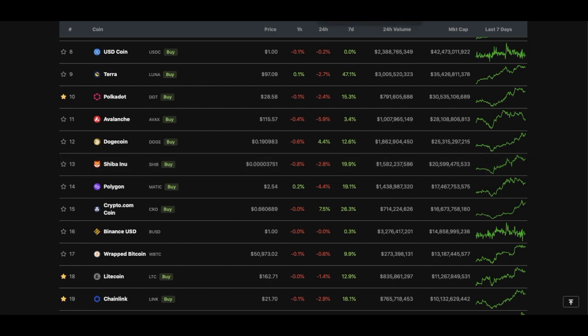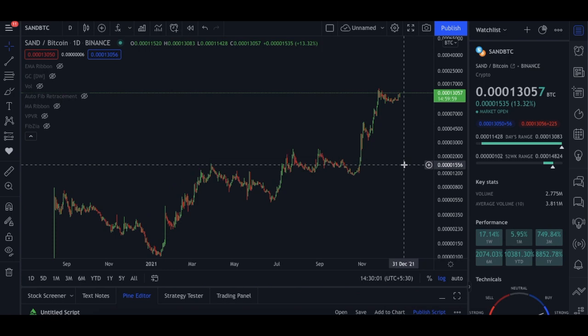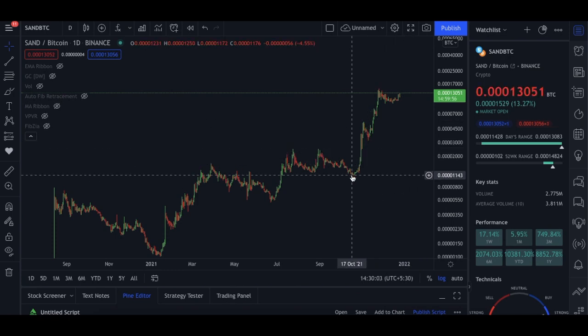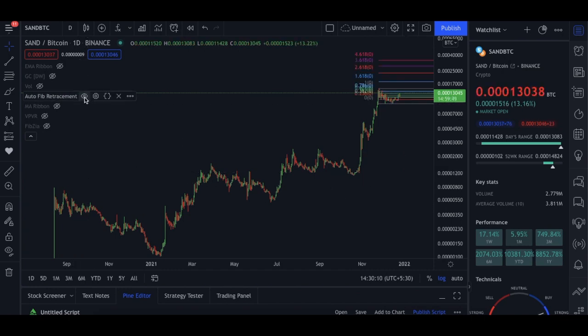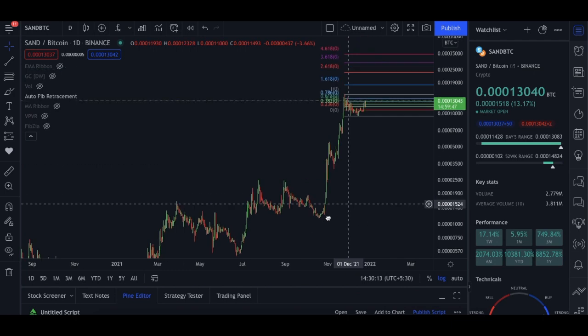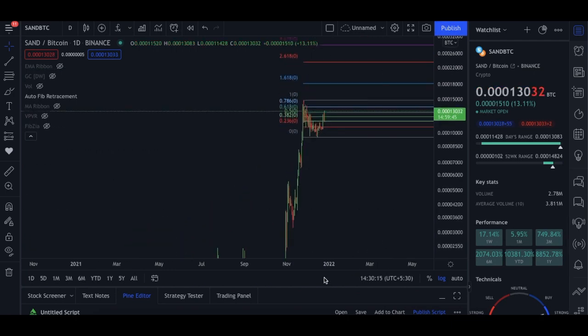Now, if I have to talk very quickly about the Sandbox BTC price, we can see that we have these phases of consolidation. Currently, it's at about the 13,000 Satoshis mark, and if we draw a Fibonacci extension here, we can see that we are currently staring at a resistance right here.